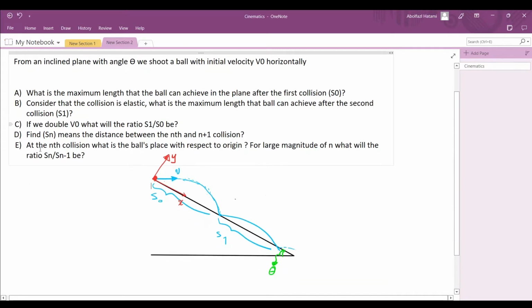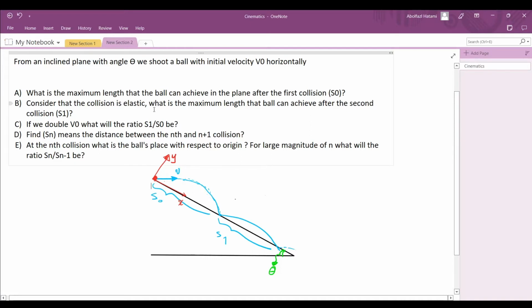Part A of the question is: what is the maximum length that the ball can achieve on the plane after the first collision? Means S0. I drew S0 in the picture. This is S0.